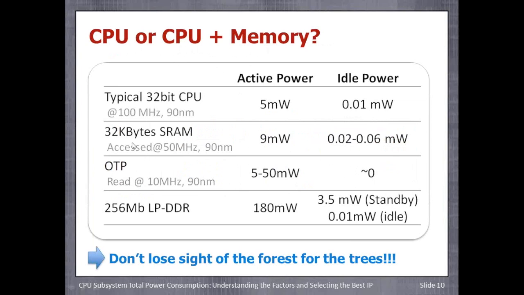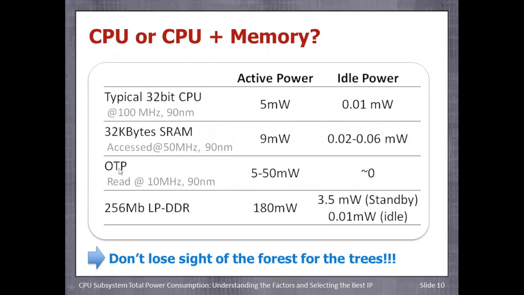A 32 kilobytes on-chip SRAM, which could be the memory where we run code from on an embedded system, on the same technology and accessed at just half the operating frequency of the CPU, would consume 9 milliwatts, so significantly more than the CPU itself. And its idle power, depending on how fast it is, could be in the order of 0.02 to 0.06 milliwatts.